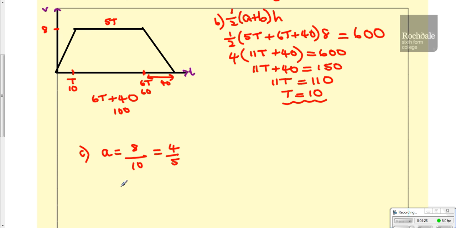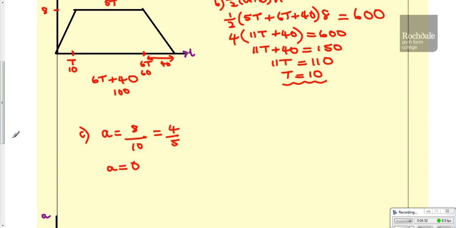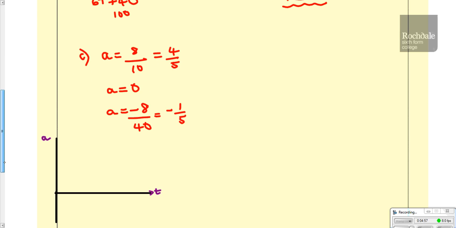In the middle section, the acceleration is 0 because the velocity is constant. And then in this latter section, the particle is decelerating. The change in y is -8 because it's coming down by 8. And the change in x is 40. And that works out to be -1/5. So we've worked out our 3 accelerations.